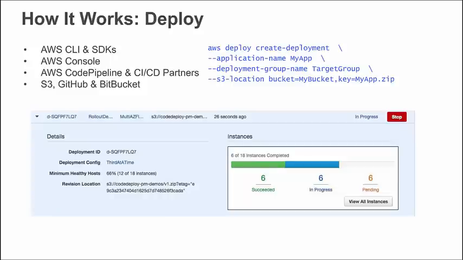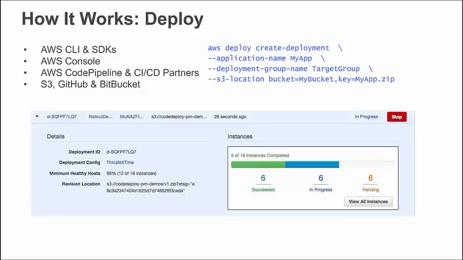Finally, time to deploy. You can use the AWS CLI, an SDK, the console, or one of our partner integrations like Jenkins, Travis CI, or GitHub to kick off the deployment. Since it's API-based, we've got a number of integration partners that we'll talk a little bit more about later on.